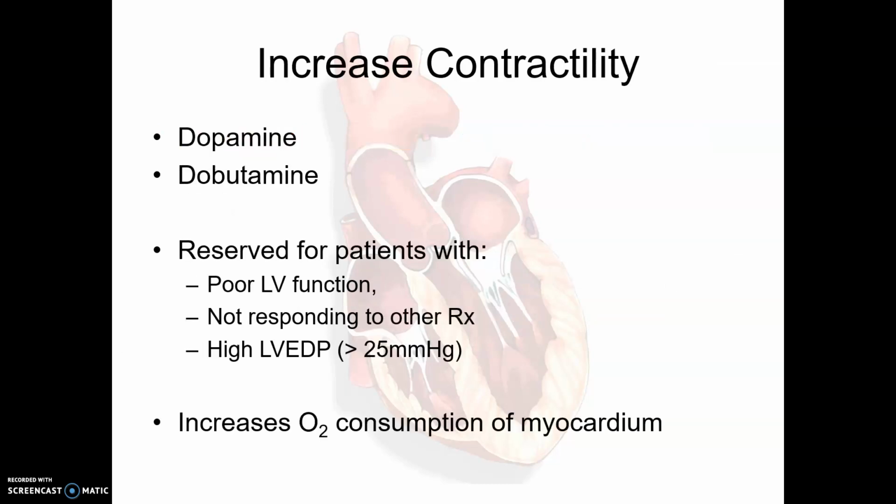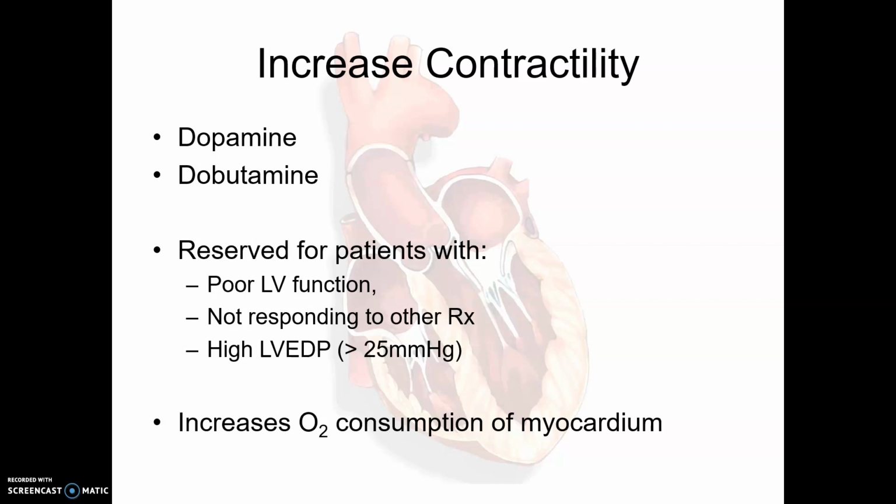Finally, let's have a look at drugs that increase contractility, such as dopamine and dobutamine. Many people would prefer dopamine because dobutamine can cause inappropriate tachycardia in patients with left ventricular dysfunction, therefore increasing oxygen consumption of the ventricle. This is really reserved for patients in cardiogenic shock with poor left ventricular function, and when these patients are not responding to other treatment.